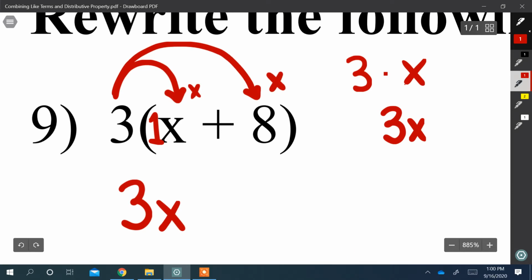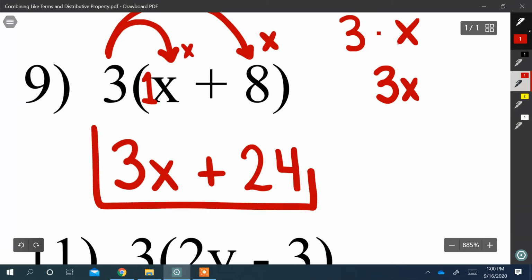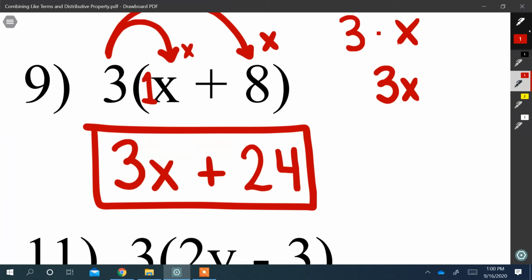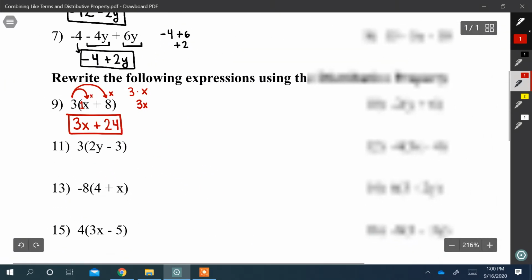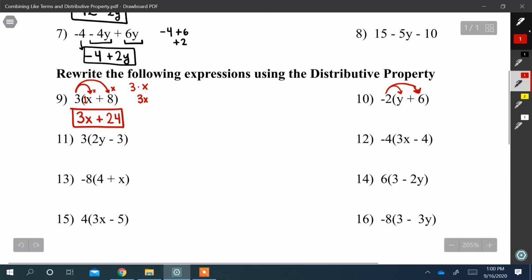3 times 8, that's going to give us 24. Is that all? Yes, that is all. Should I combine those two together? Absolutely not, because those are not like terms. 3x is not a like term with 24. I want you to try number 10. Number 10, you're still doing the same thing. Multiply, multiply. See if you can do that.